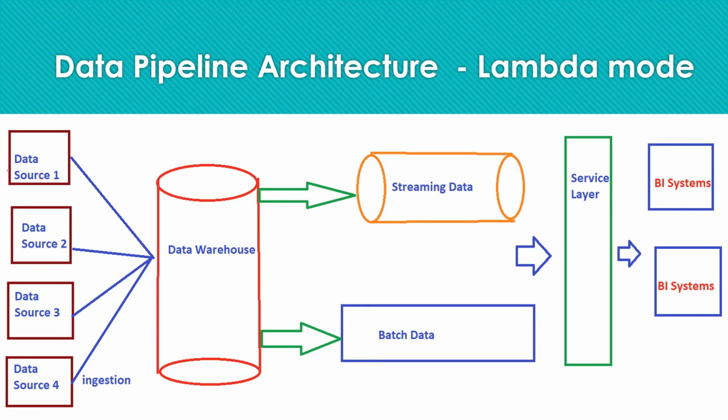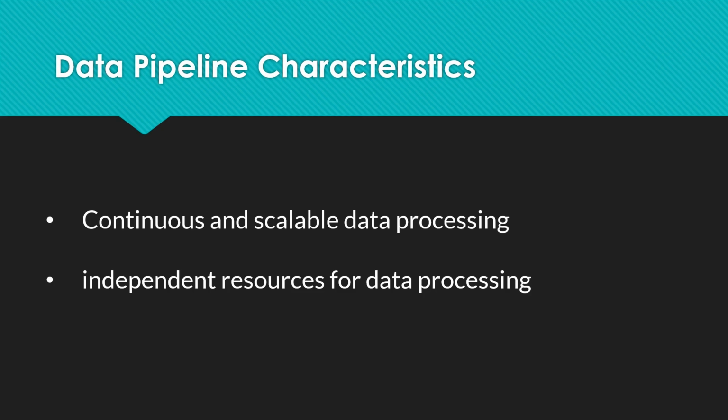Now let's discuss the characteristics of data pipelines. Basically, a data pipeline should be a continuously functioning system. Whenever it finds data in the source systems or the connected systems, it should directly pull the data, provide the data to the processing units and send the processed data to the target systems.